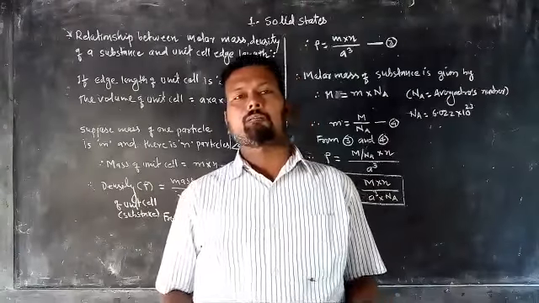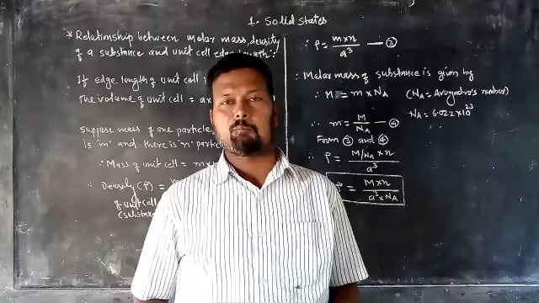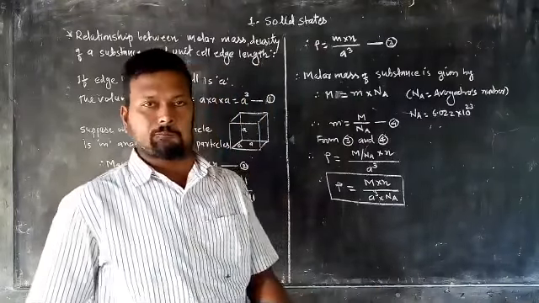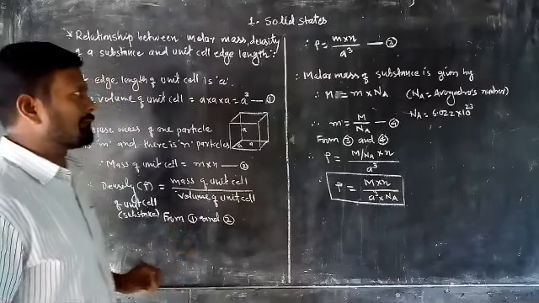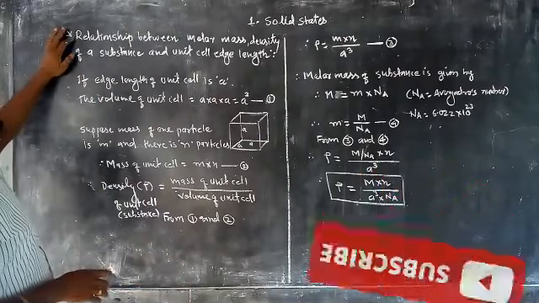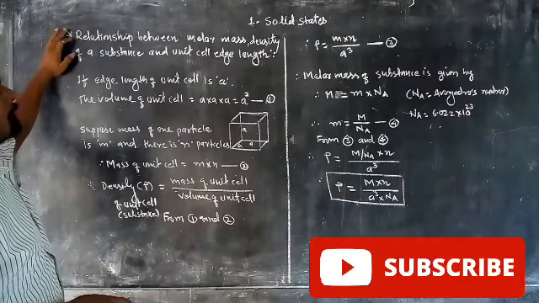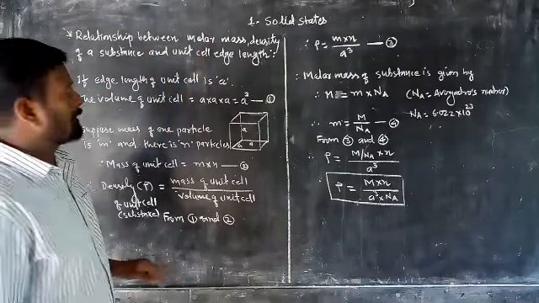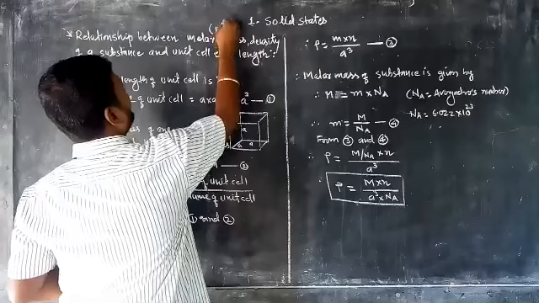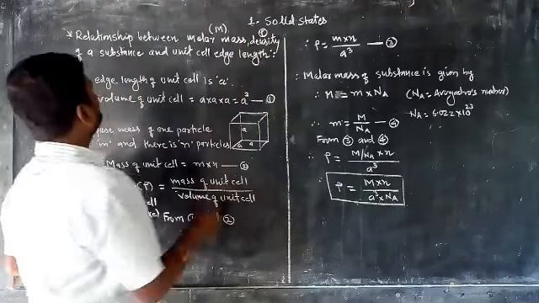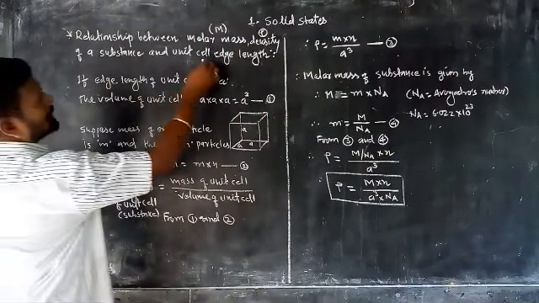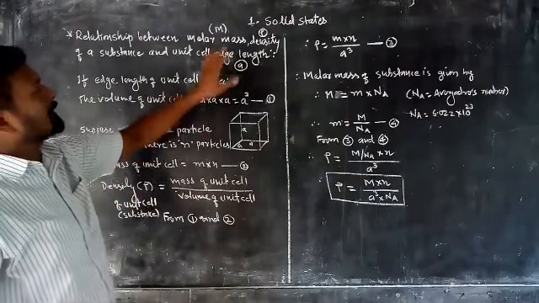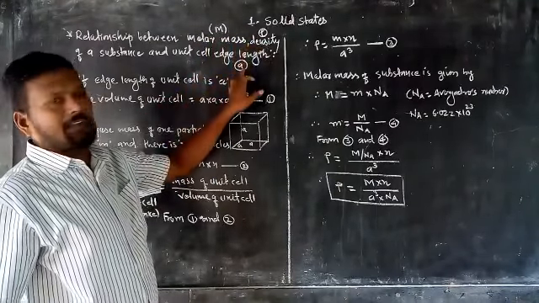Whenever we are going to solve numericals, for that purpose we have one numerical equation. We have deduced that equation here. The heading is the relationship between molar mass, that is capital M, the density, that is rho, and the edge length, that is denoted by a. So the relation is between these three terms: the molar mass, the density and the edge length.